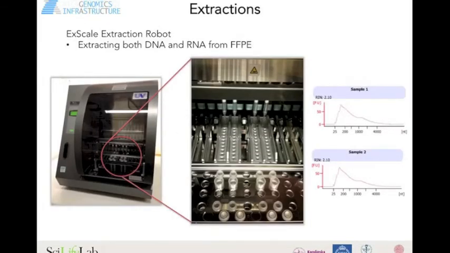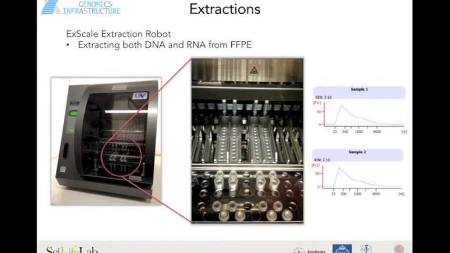Another thing we're looking into on the future perspectives part: we recently had a new extraction robot installed, which targets FFPE samples. This robot can process 12 samples in parallel in 2.5 hours. You do a centrifugation up front from your slice in a tube, and you put the tube in there, and then it does the rest. And out comes extracted DNA and RNA.